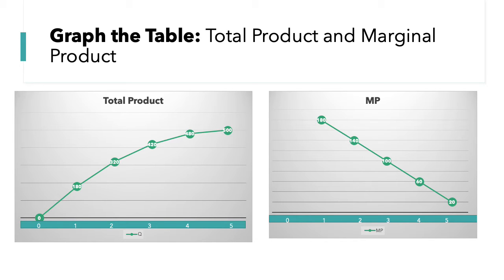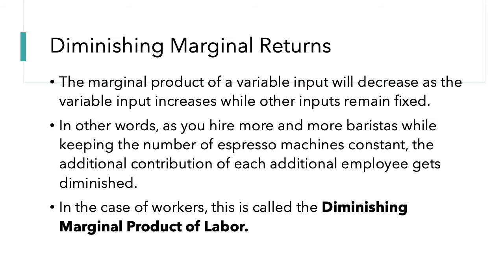Now, what if we go to the marginal product of the baristas? Again, notice the first barista adds 180 units of cappuccinos, the second 140, the third 100, and so on. Eventually, as you get probably past 6 or 7, the marginal product of the additional barista is actually becoming 0. This is not that different than thinking about the diminishing returns to capital as well. So diminishing marginal returns: the marginal product of a variable input decreases as the variable input increases while others remain fixed. Let's look at an example of capital.